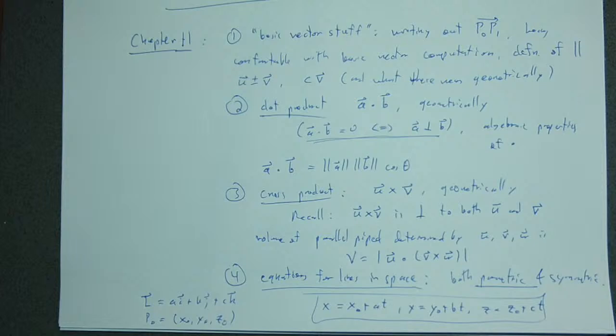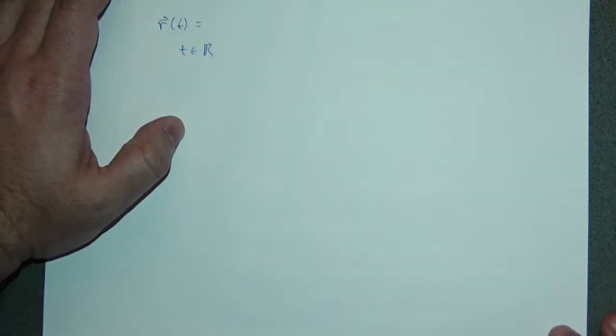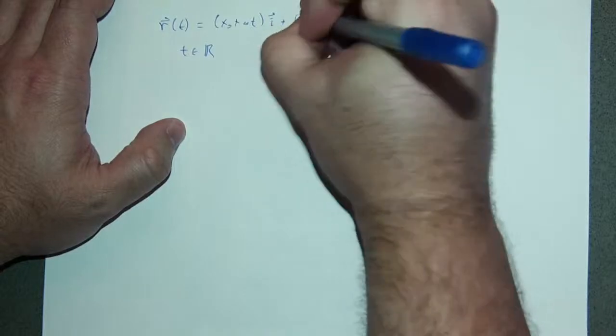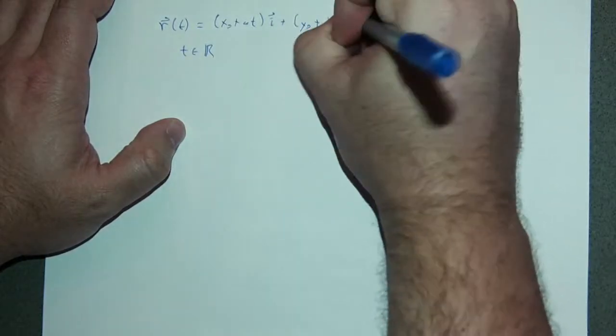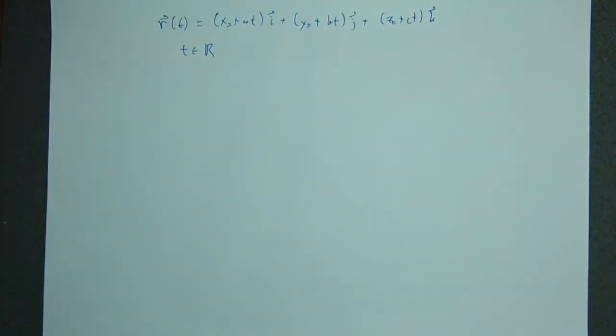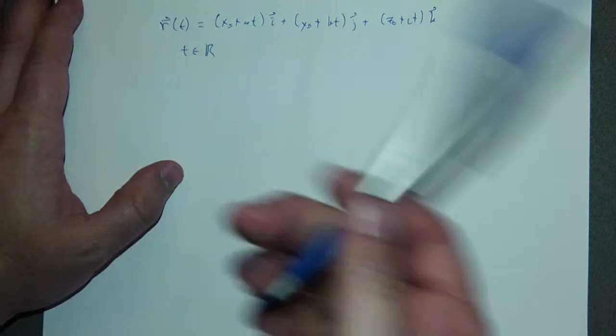Of course, you could write this as a parametric curve if you prefer. Alternatively, you could write this as a parametric curve for t in all the reals, since it's the entire line: x naught plus at i, plus y naught plus bt j, plus z naught plus ct k. This is perfectly fine too, using the fact that we know this is just a special case of a curve in space. So this is also a parametric form.